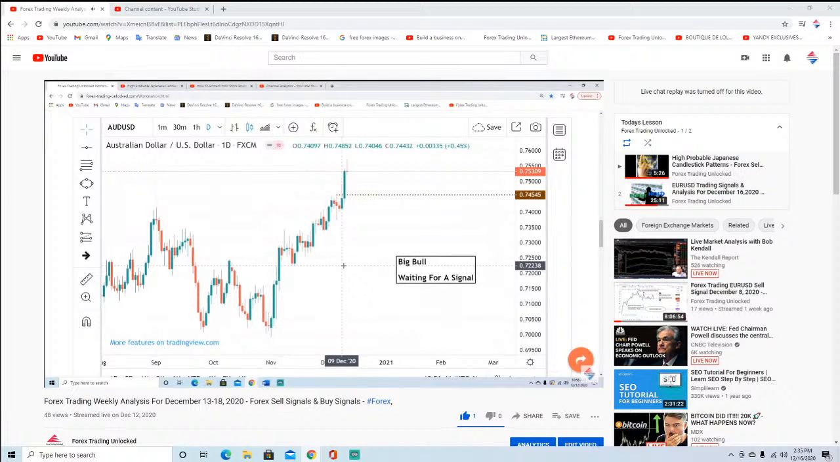Because remember, the first part of this year, because of the coronavirus, it was pretty much a one-way trade with most currencies either bullish or bearish versus the dollar, depending on when we look back. So with this one, we are waiting for a signal.